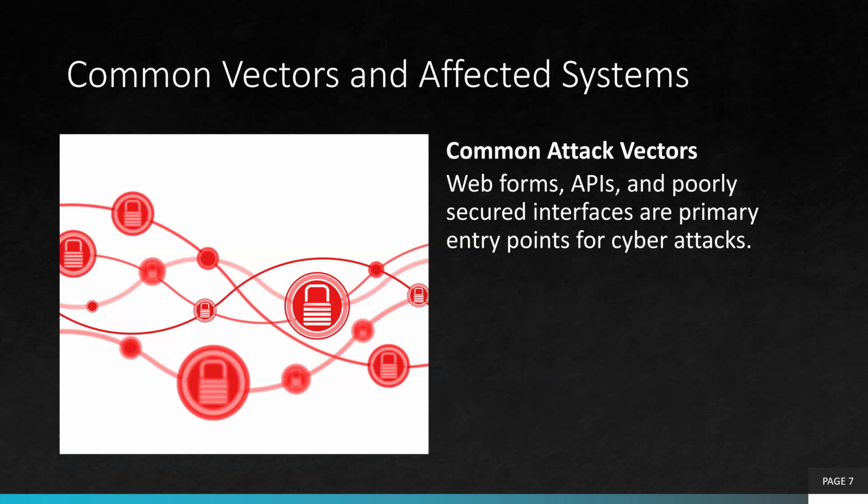Common vectors and affected systems. Common attack vectors: web forms, APIs, and poorly secured interfaces are primary entry points for cyber attacks. On a system, sometimes people have a password in a flat file. That is another form of poor security. If somebody could get into your system, they could read those passwords in clear text.